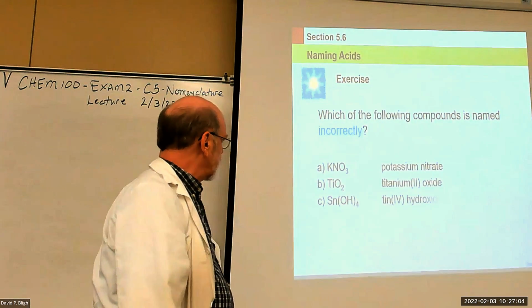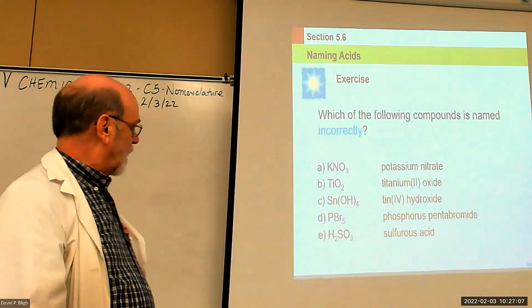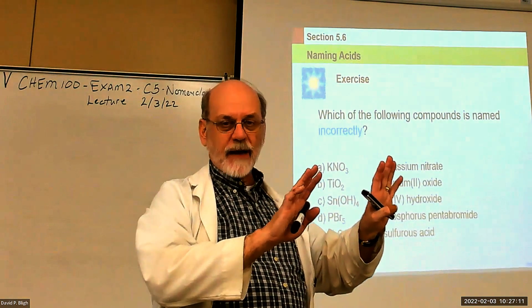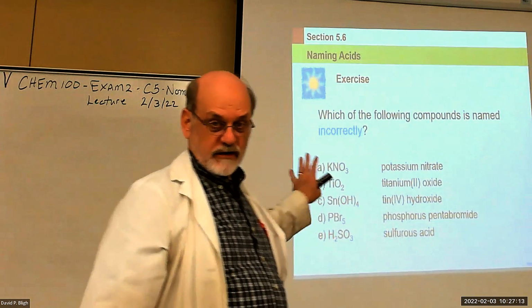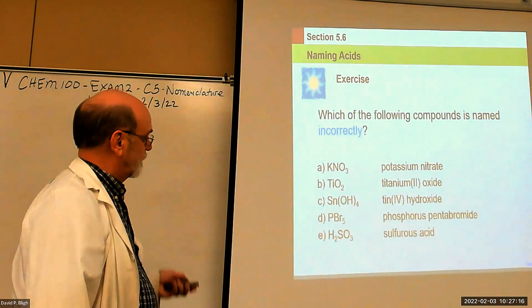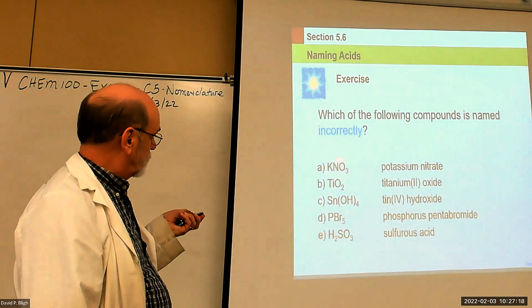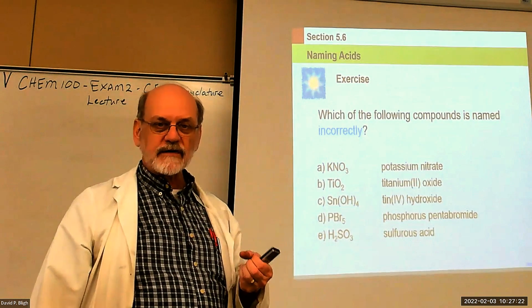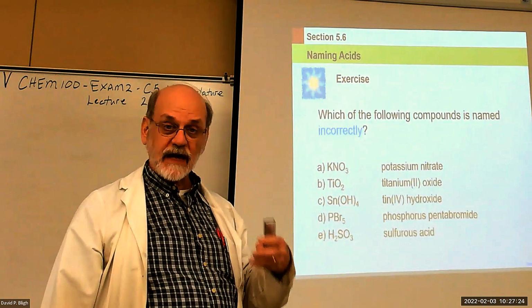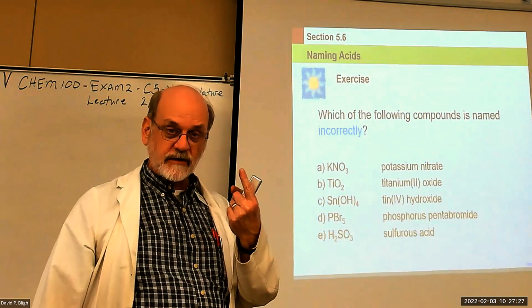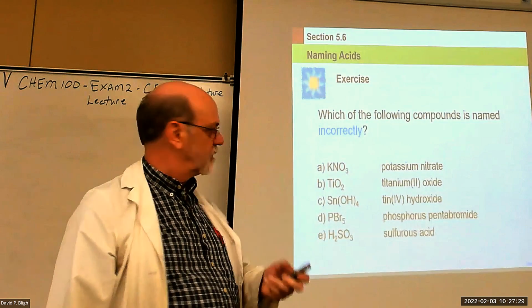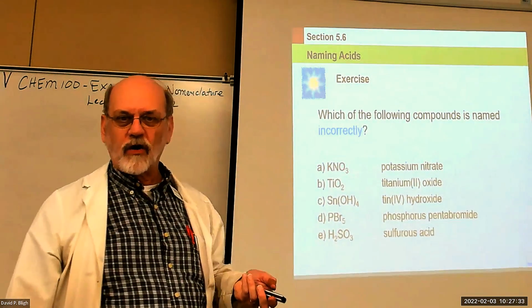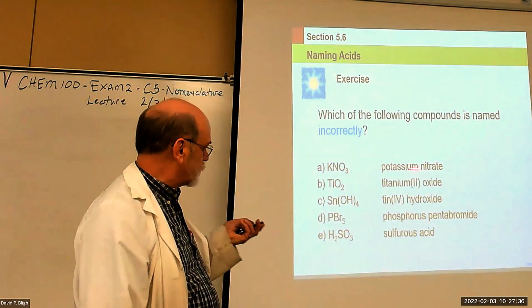Okay, which one of these is incorrectly named? All right, so we're gathering everything that we've learned so far in this chapter and putting it to work to answer these questions. Is this one correct? KNO3. K is potassium. NO3 is nitrate. Potassium nitrate. Type 1 convention, potassium has only one possible charge. That's true. We're looking for the ones that are wrong, right? So this one's good.